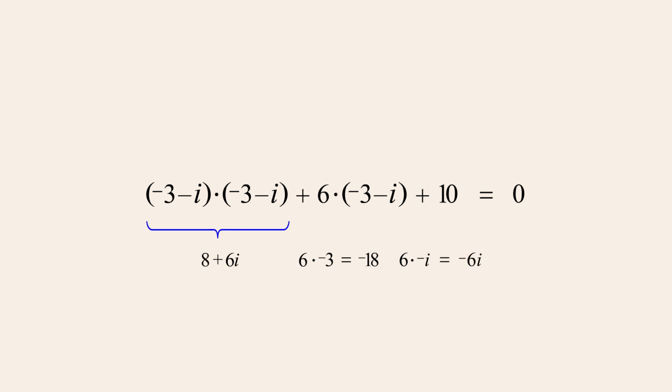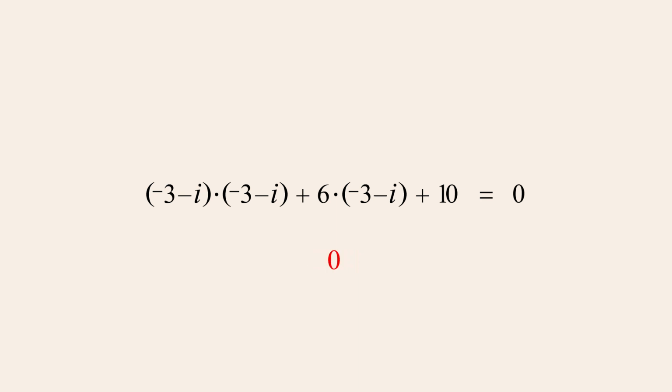We now add these results, plus the remaining term of the quadratic function. Adding the real terms, 8 minus 18 is negative 10, plus positive 10 is 0. And adding the imaginary terms, 6i minus 6i is also 0.